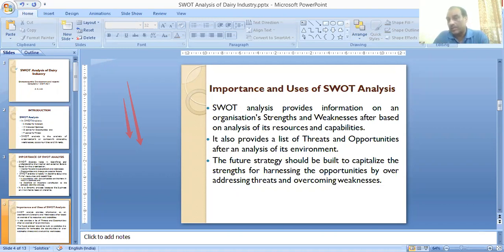We require resources, we require capabilities, faculties to process the raw materials into the outputs, to undertake the marketing opportunities, to undertake the value addition activities. For every activity we require resources and requisite capabilities, and it helps us in understanding our resources, our capabilities, and the background of those resources and capabilities. What are our strengths and weaknesses? It also provides a list of threats and opportunities after an analysis of its environment.